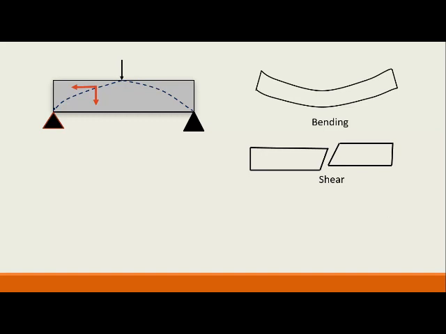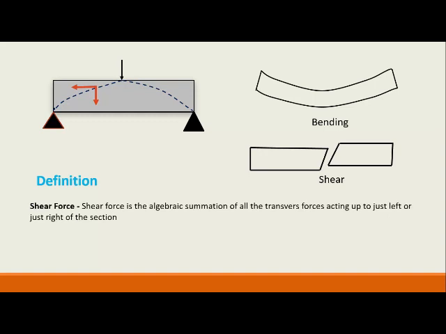Now let us come to the basic definition of shear force and bending moment. What is shear force? It is an algebraic summation of all the transverse forces acting up to just left or just right of the cross section. Two things to be noted here. First is the algebraic summation, and second is acting just left and just right of the section. What do you mean by algebraic summation? Algebraic summation is where we have an importance of the symbol. So that means there should be a sign convention.